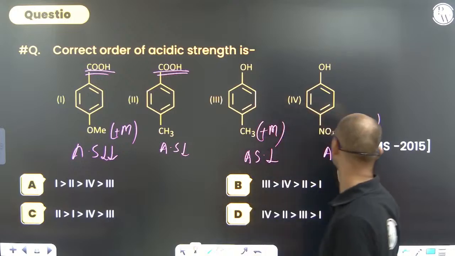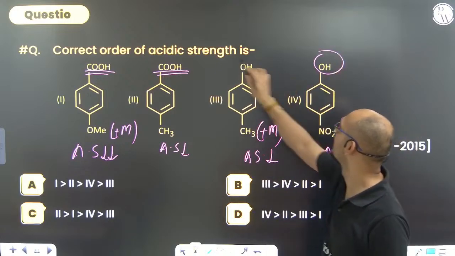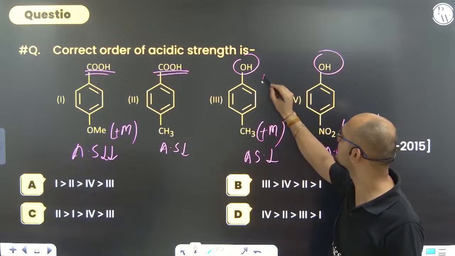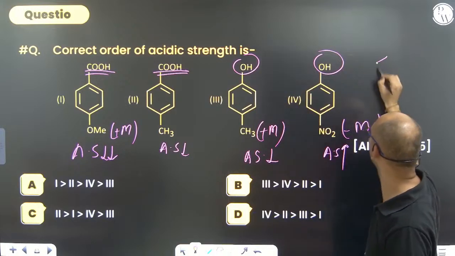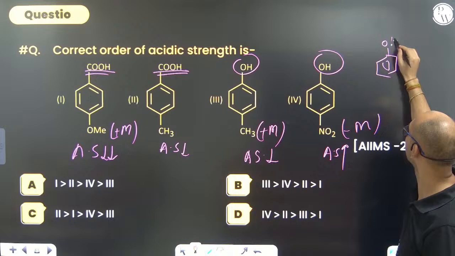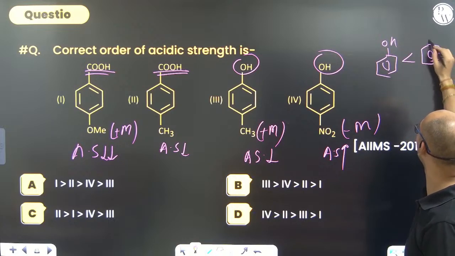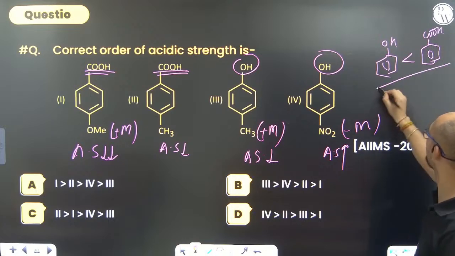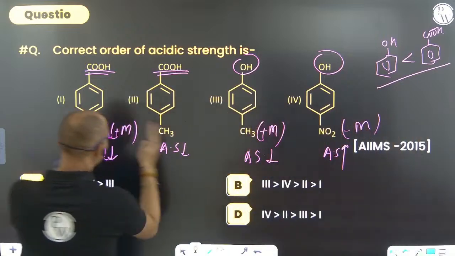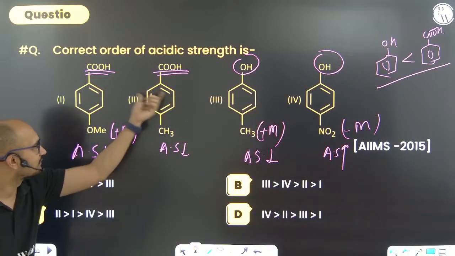यहाँ पे acidic strength increases, but it is phenol, and phenol will always have less acidic strength, and we all know that phenol is always lesser acidic than carboxylic acid. Always remember, benzoic acid से तो कम ही होगा. तो पहले इन दोनों को clash कराओ. कौन ज़्यादा? This 2 is more than 1.